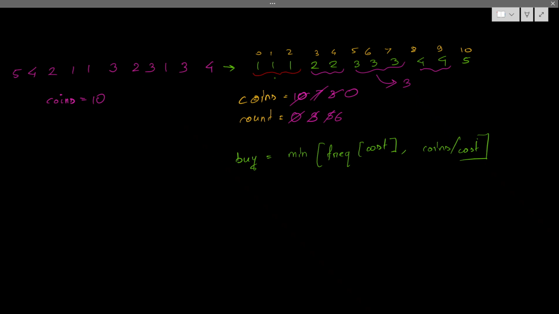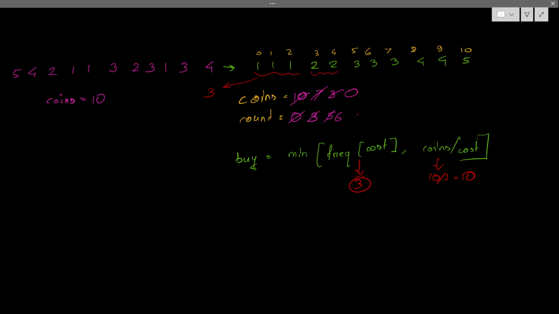How could I find it? See this one for this group. Let's check from the beginning. For this one, how many things are there? 3. So frequency is 3. But if I do this formula, coins is 10 divided by 1, it becomes 10. What is the minimum? 3 is the minimum. For this group 1, I will take all the 3.